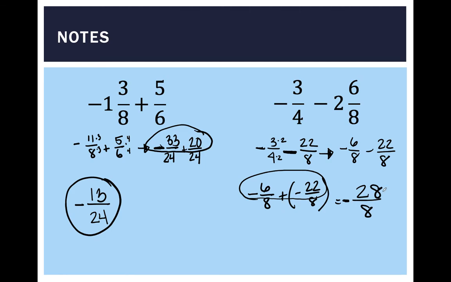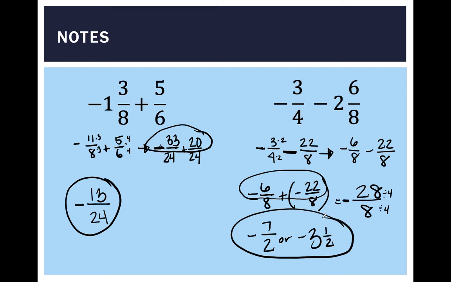Now this can be simplified, both the numerator and denominator by 4. So we end up with negative 7 over 2, which is also the same thing as negative 3 1/2. That was a lot for one problem. So again, you can see you really need to take your time with these. If you're rushing, there's so many opportunities to make mistakes. So let's try a few on our own.